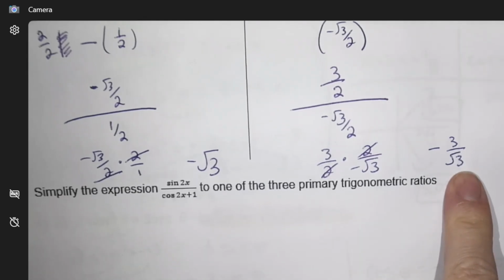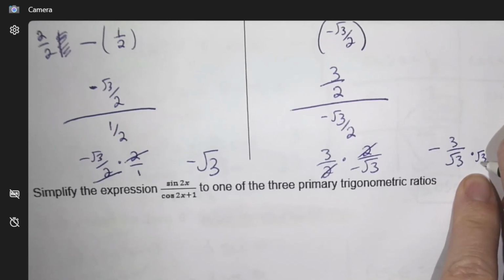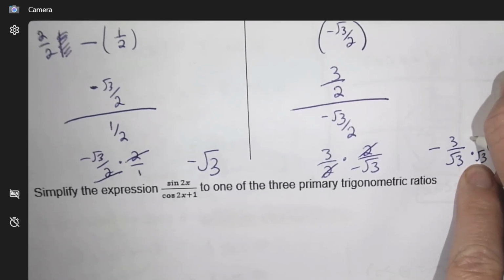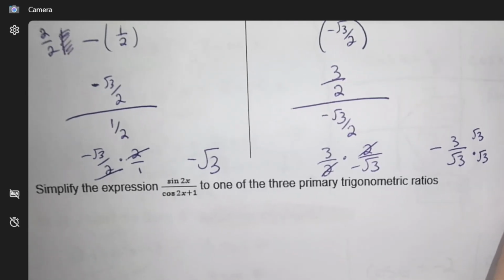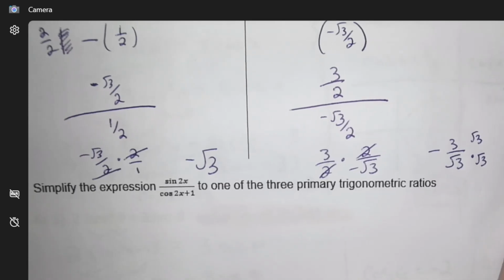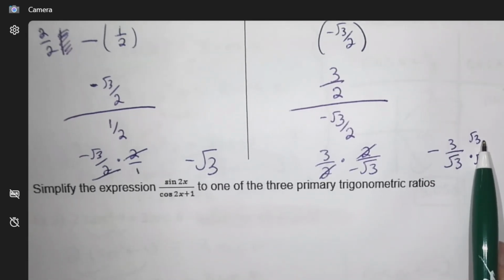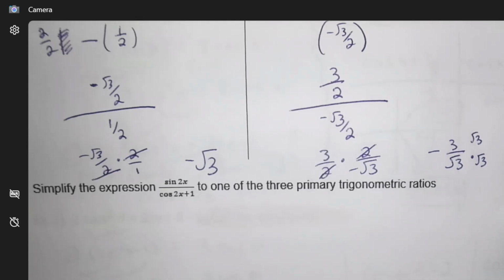This one, what do we know about numbers that look like that with radicals on the bottom? Sometimes we don't really like to do that. So how do we get rid of the root on the bottom? Times by a root 3, but if you do that to the bottom, you do that to the top. So we get a 3 root 3 on the top, and then the root, just make the whole number 3, right? Remembering that.